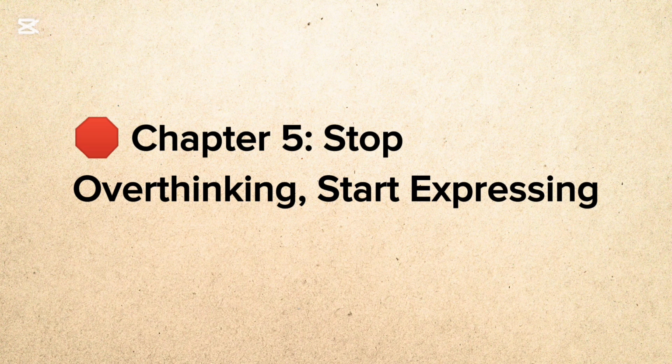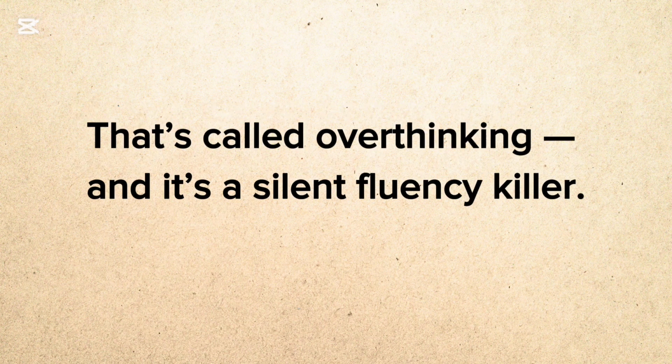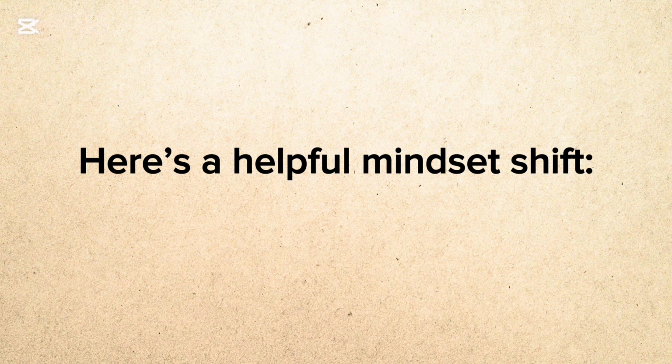Chapter 5. Stop overthinking. Start expressing. Do you pause before every sentence to check grammar in your mind? That's called overthinking, and it's a silent fluency killer. You must give yourself permission to speak imperfectly. Here's a helpful mindset shift.